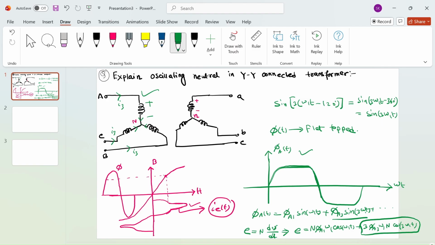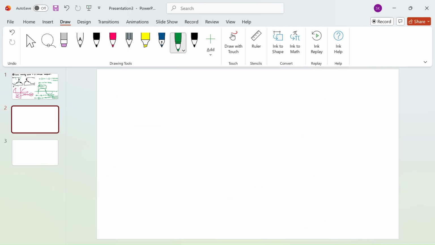And this is only for one phase. This particular flux I am showing is for phase A. For phase B and phase C, the same kind of flux will be there, but there will be a 120-degree displacement in the flux waveforms.